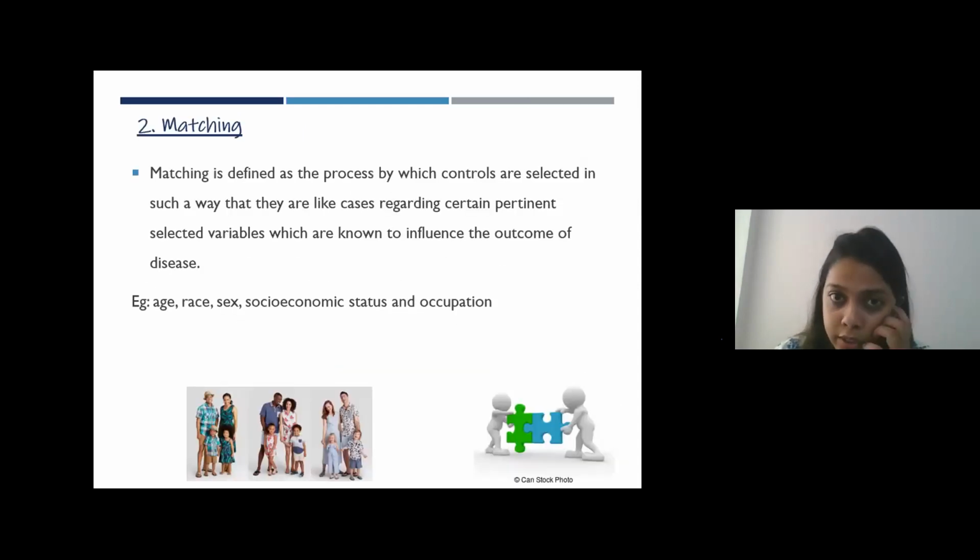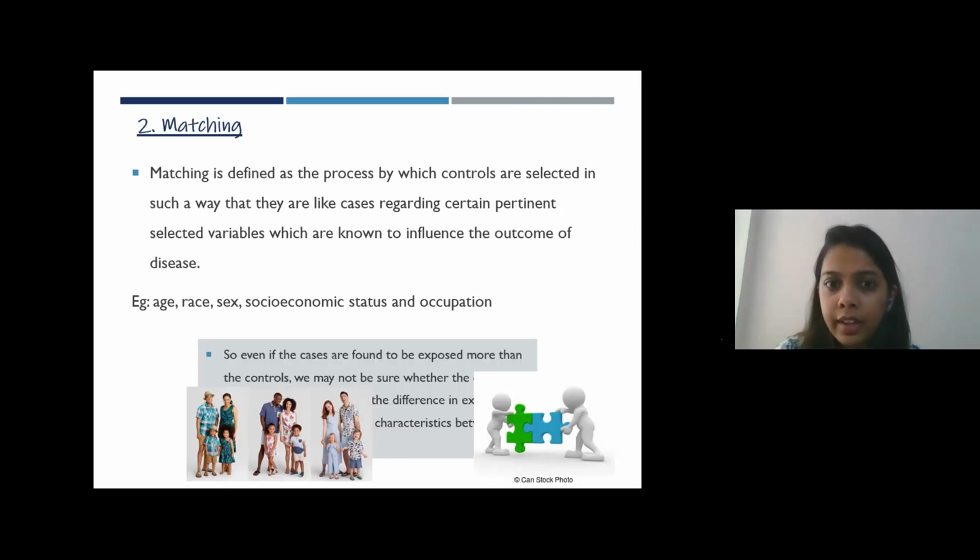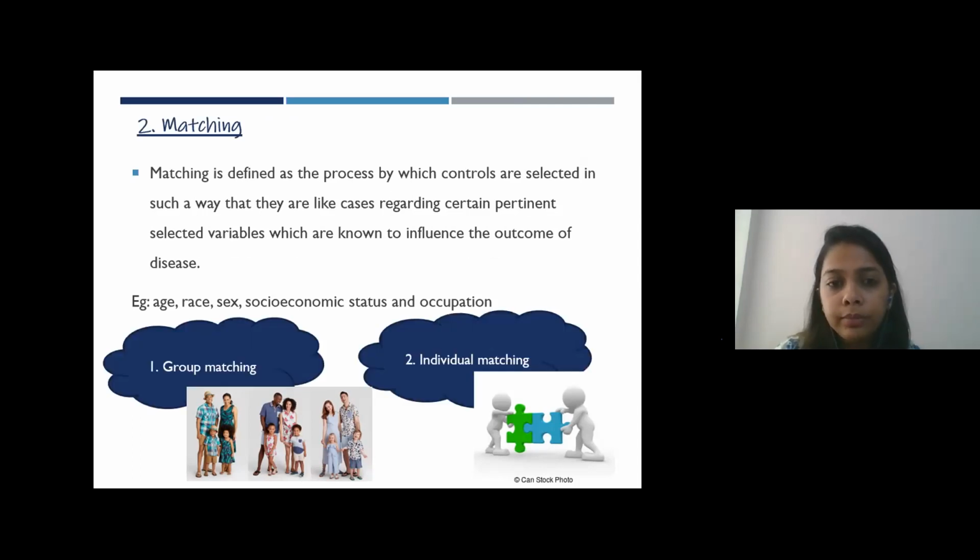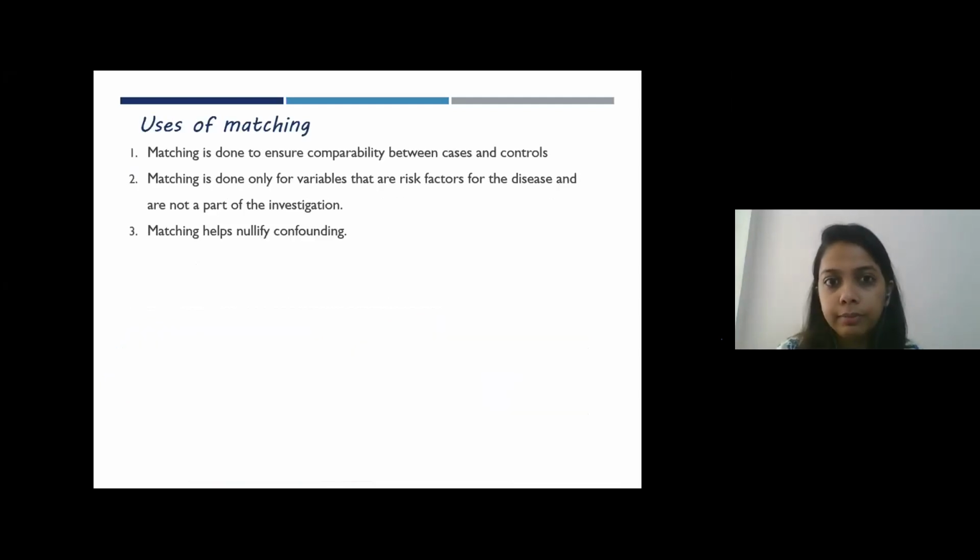Then you have to match. This is a process by which your controls are selected in such a way that they are like cases in all pertinent selected variables which could influence the outcome of the disease, right? So you can have group matching, you can have individual matching. So if your unit of study is, say, a 45-year-old female belonging to a nuclear family with two children and things like that, your control should also be a similar group, or it can be individual characteristics.